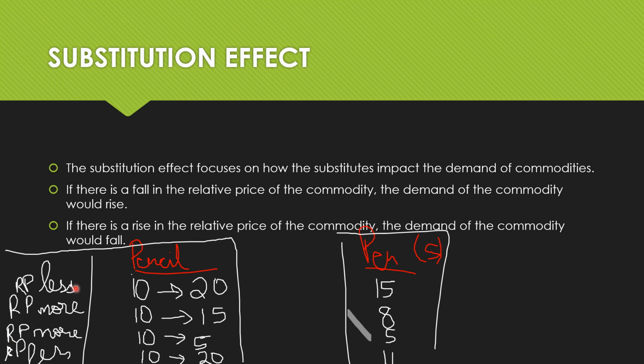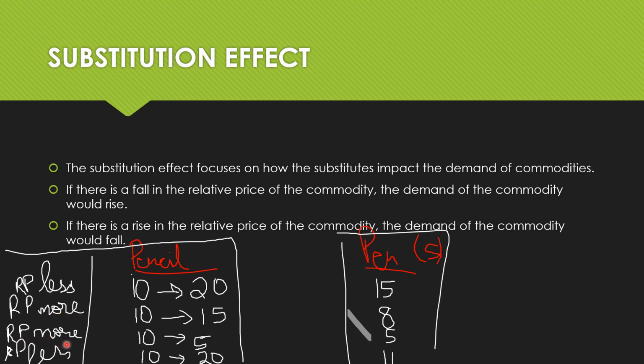So what we can understand here is, as the relative price increased, there is a fall in demand. With the rise in relative price, the demand has fallen to 15. So the greater the relative price increase, the lesser would be the demand. So there is a negative relationship. Now let's take the next example.